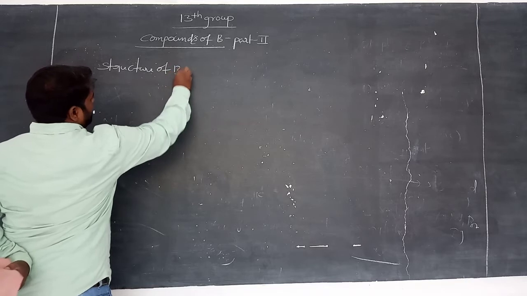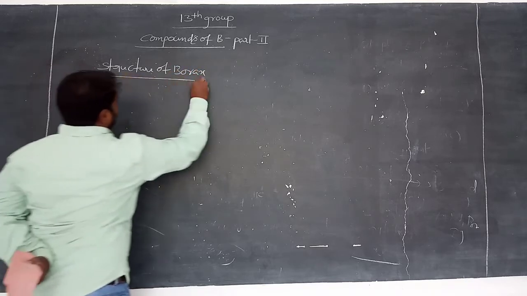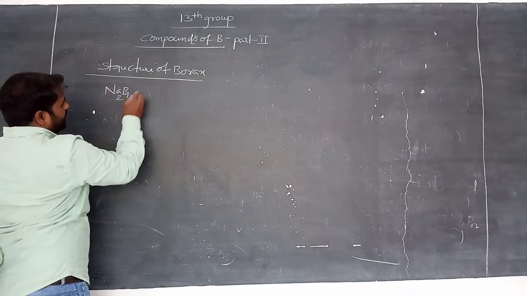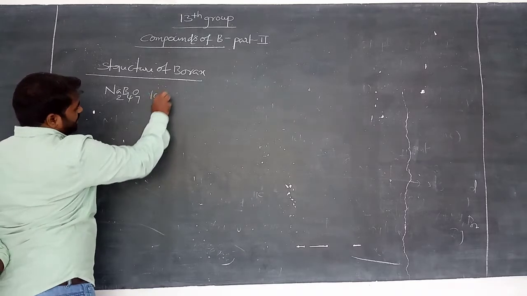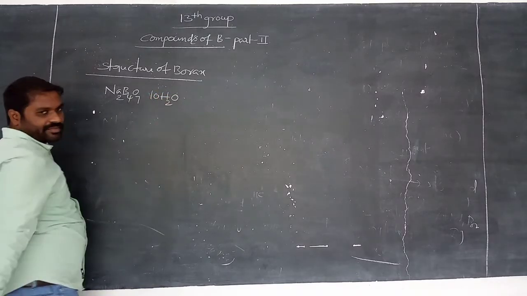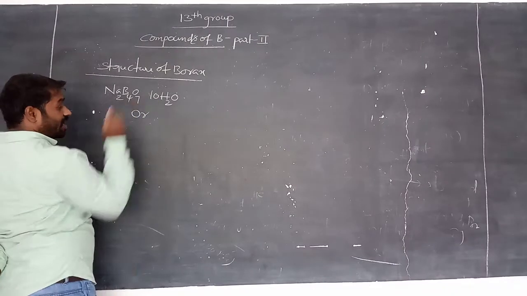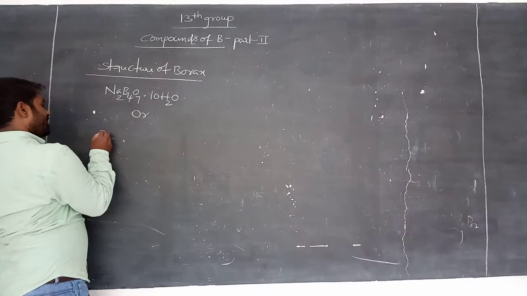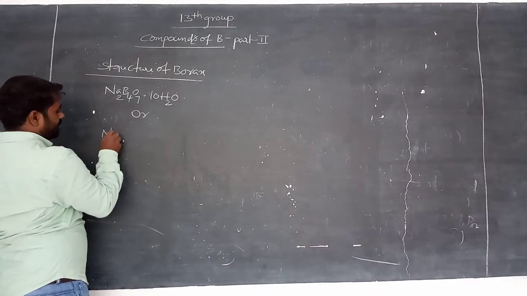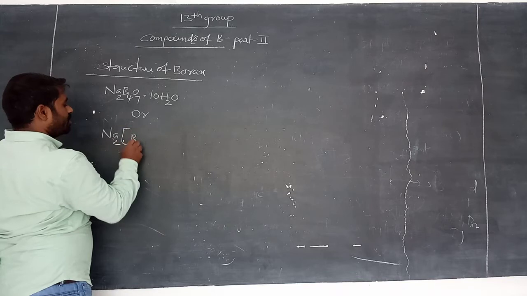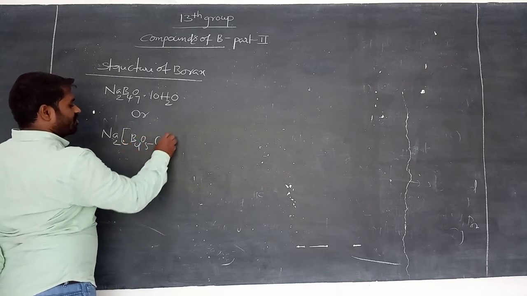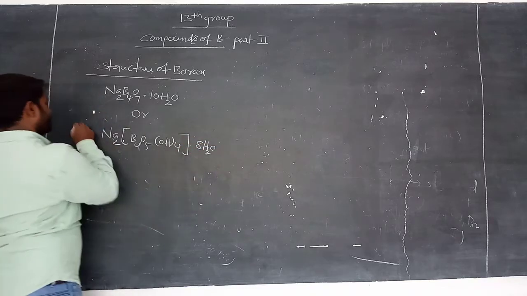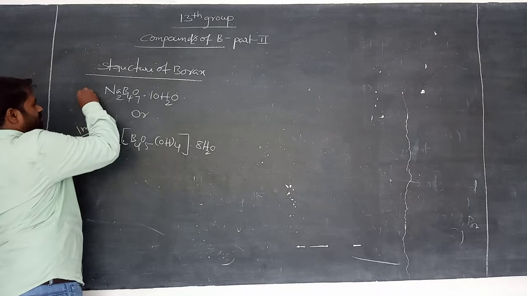Structure of borax. Okay. So the formula is Na2B4O7.10H2O, 10 moles of H2O. Water is there, so it is called hydrated borax. And we can also write this one as Na2B4O5(OH)4.8H2O. Okay, these two are also important.